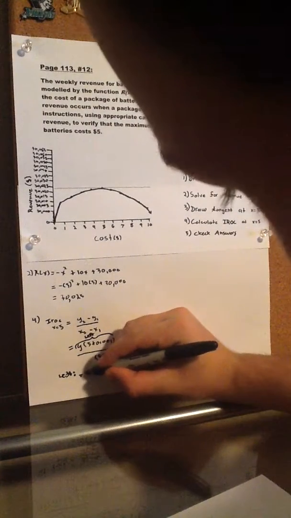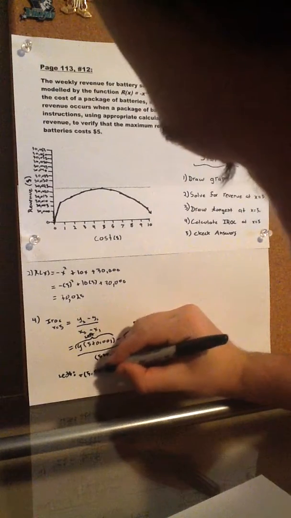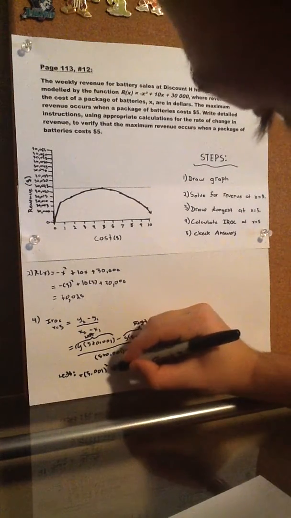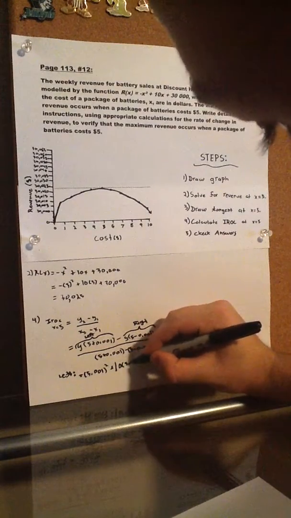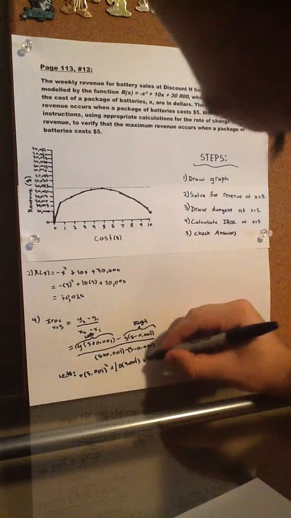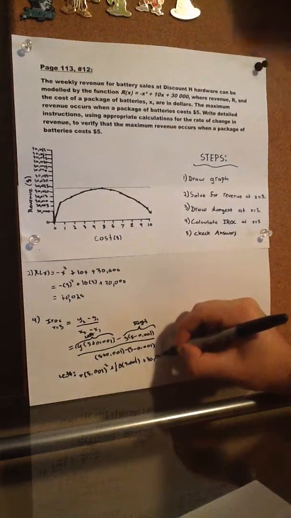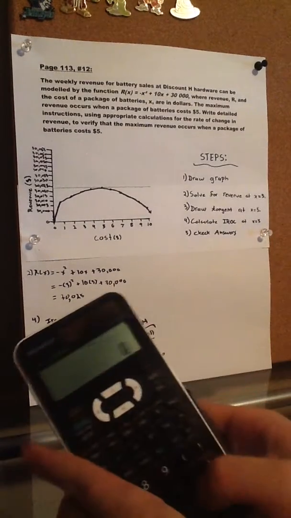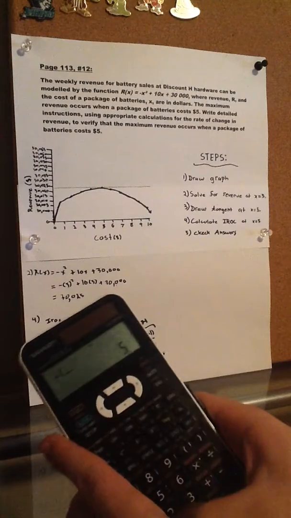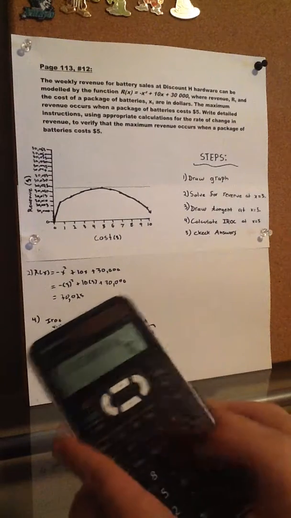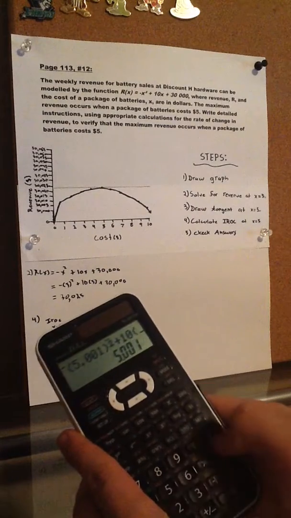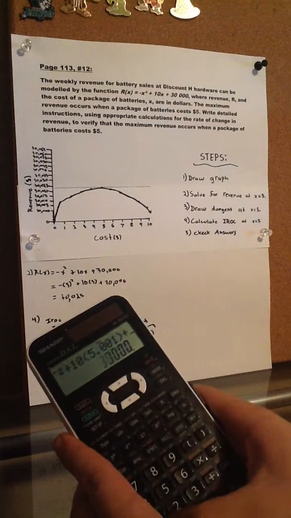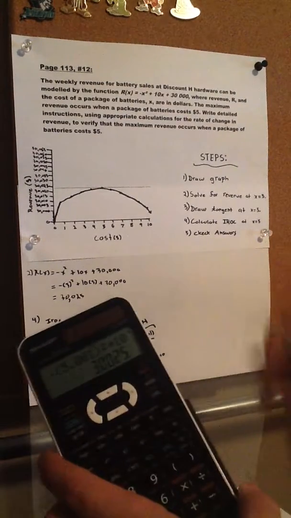So the original equation states negative 5.001 squared plus 10 times 5.001 plus 30,000. So this equates to approximately $30,025.